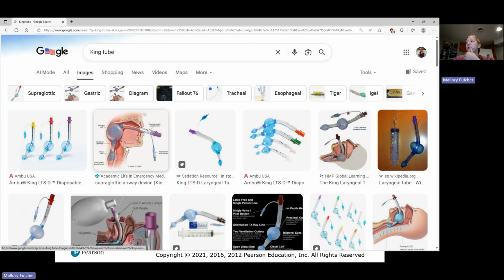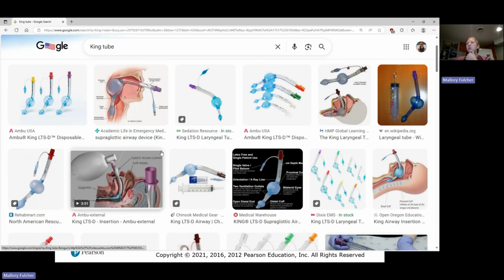So the next one we have is a King Tube. This one is still out there. It's not as popular. You do need to blow up these little cuffs here, so there are a little bit more steps with the insertion of the device. There are multiple sizes. This one is based off of height, not off of weight. But you can see, same idea. It goes into the glottic opening or down into the esophagus, isolates the trachea, and you ventilate, obviously, at the tip here. So that's the King Tube.